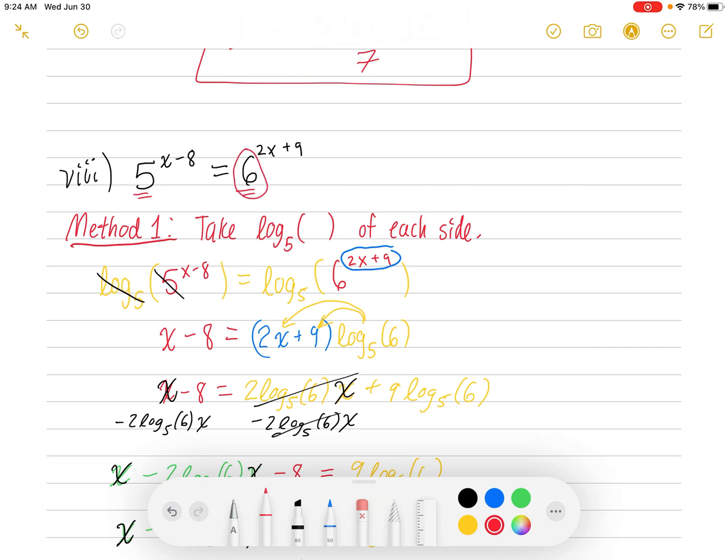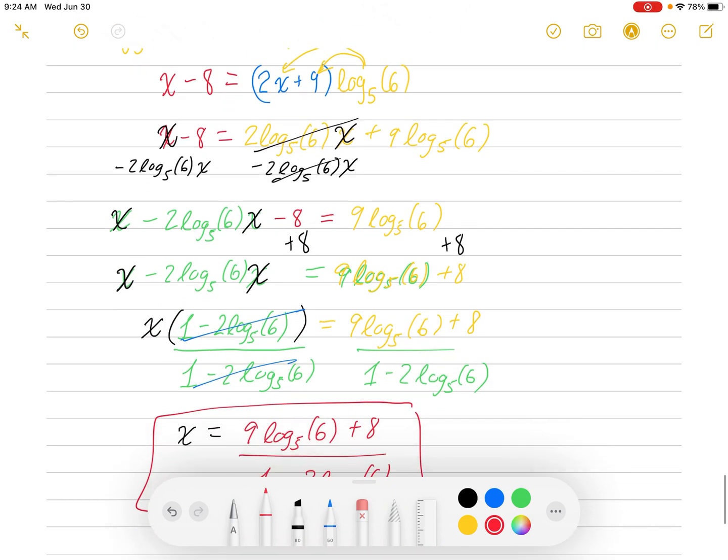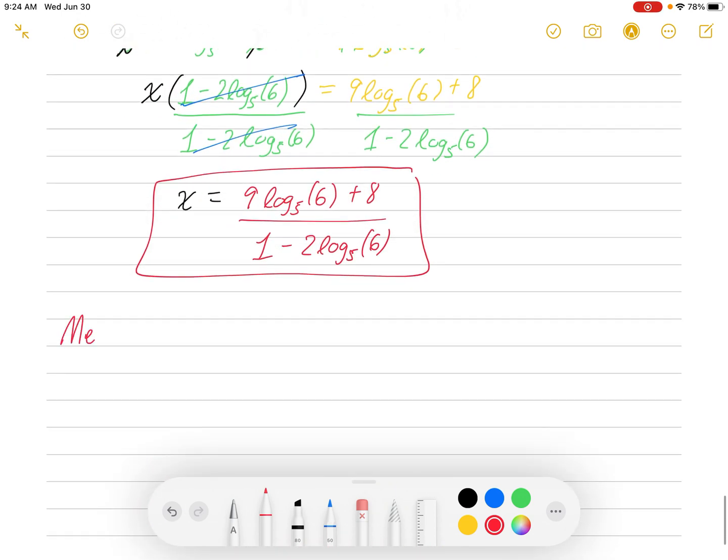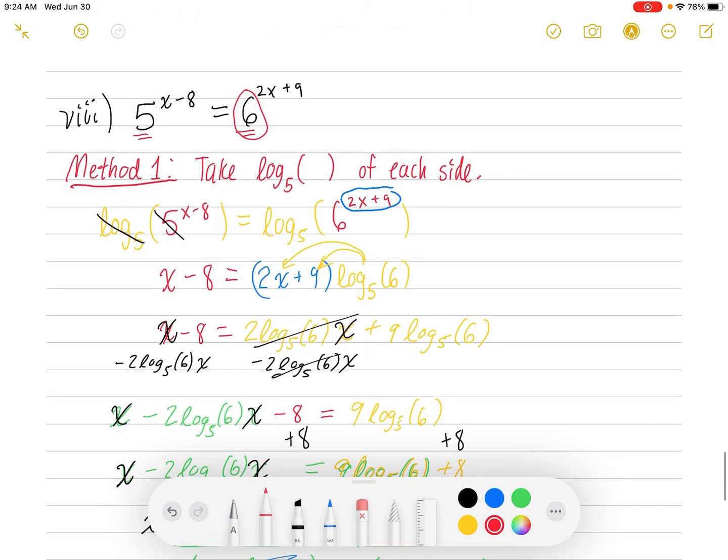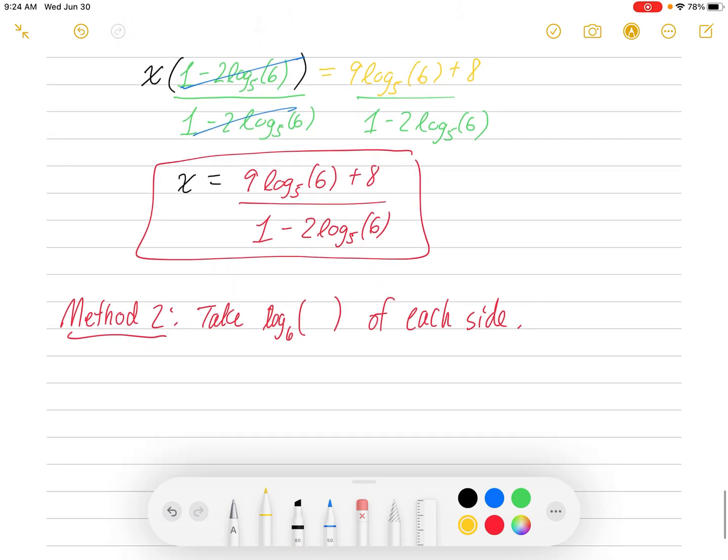Now let me show you another method, method 2. So method 1, we got rid of the exponential base 5 by taking log base 5 of both sides. You can also take the log base 6 of both sides and get rid of the right side's exponential base 6. So that's the second method. Method 2 is another way to do it. So take log base 6 of each side.